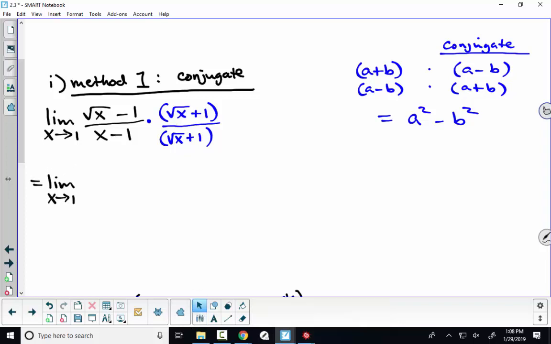So when I multiply out the top, what do I get? x minus 1. Do y'all agree? Multiplying the numerators together, I get x minus 1. So we already said that this is a minus b and this is a plus b. Their product is a squared minus b squared. So the square root of x squared is just x, and minus 1 squared is 1.